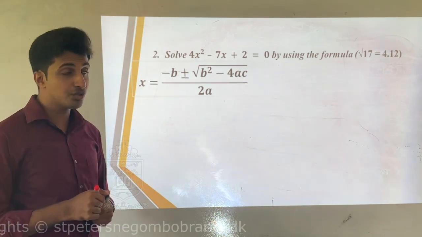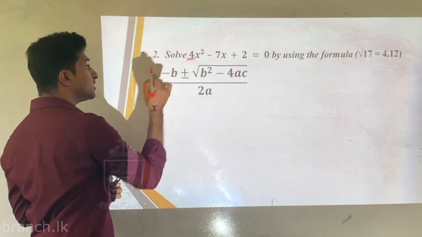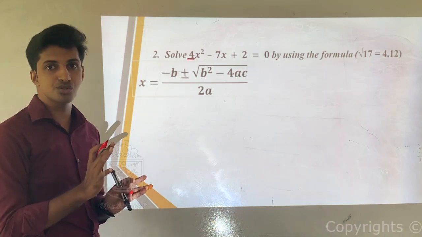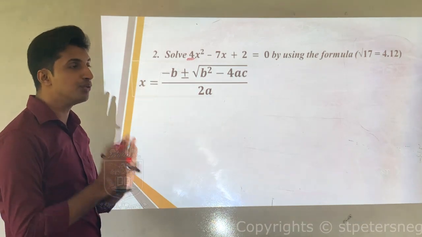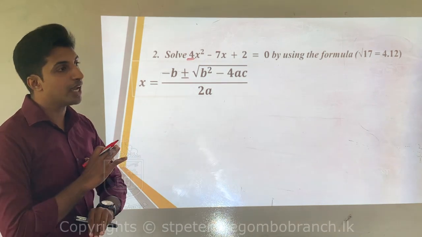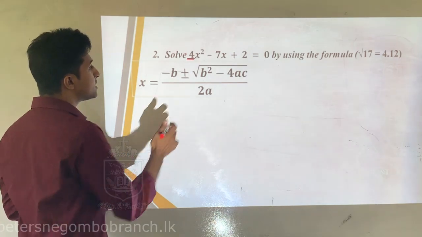A small thing that I forgot to tell you. In completing squares, you had to check whether this number is 1. In the formula, there is no such rule. Whatever the number you have, you can put it. So that is why we say the formula is easier. For any quadratic equation, you can use it easily. Alright. So same thing I'm going to do.